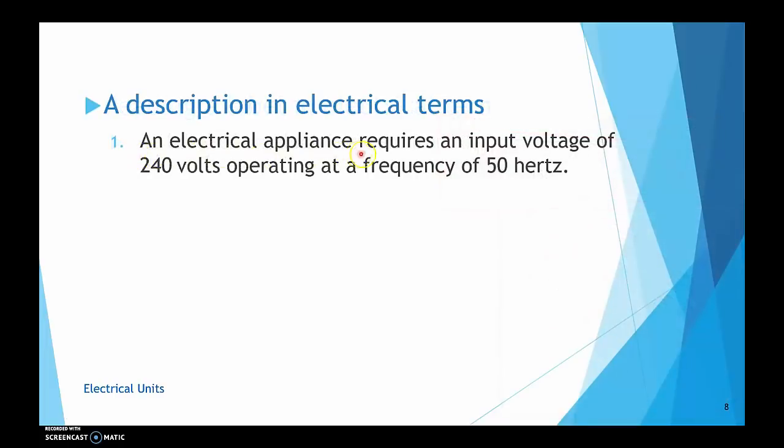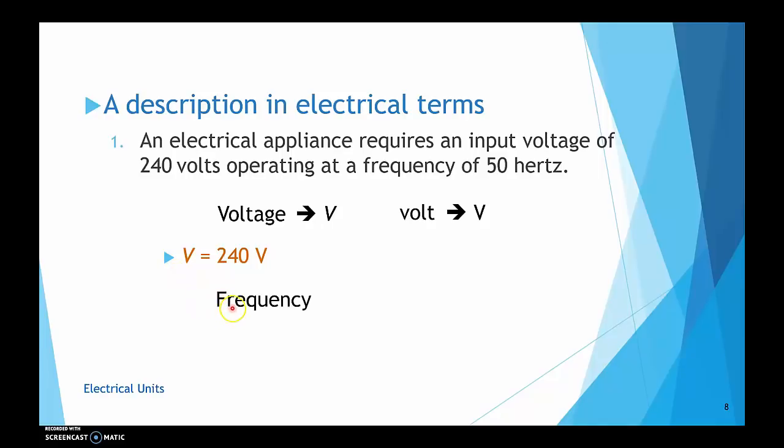An electrical appliance requires an input voltage of 240 volts operating at a frequency of 50 Hz. Let's summarize these requirements in two equations. The symbol for voltage is V. The symbol for the unit volt is also V. Hence, we write V is equal to 240 volts. Typing this V in italic or writing it in script letter can differentiate it from the unit of volt. Variable symbols are often printed in italic or written in script letters.